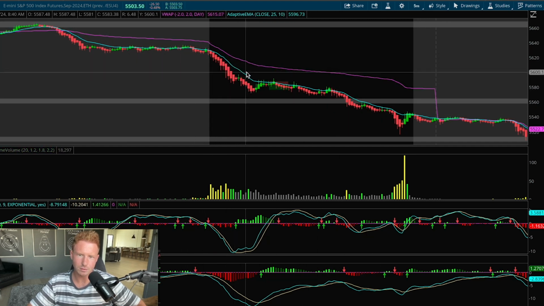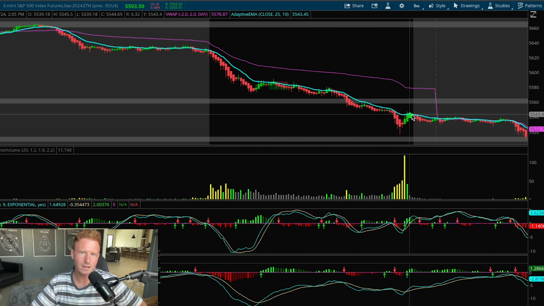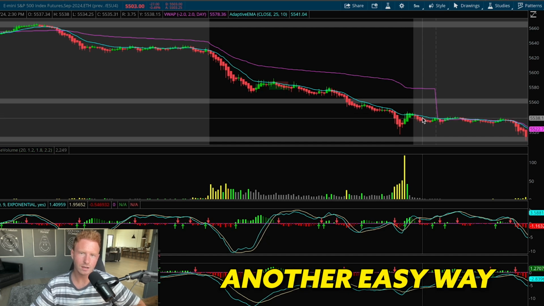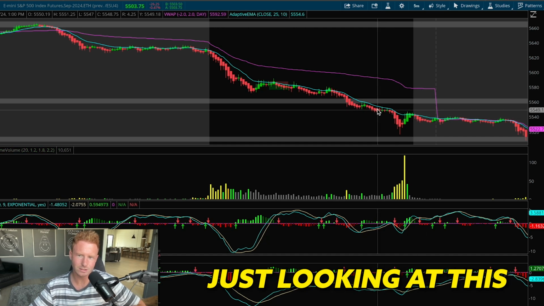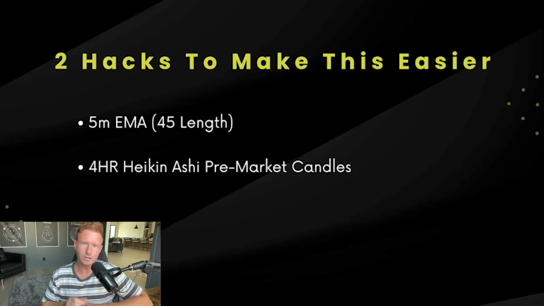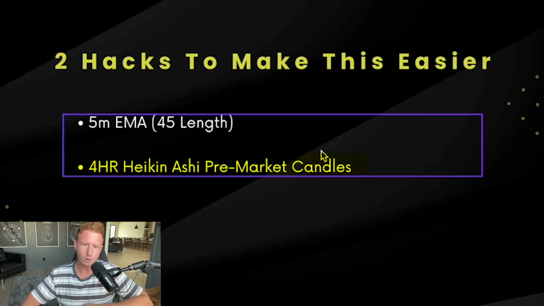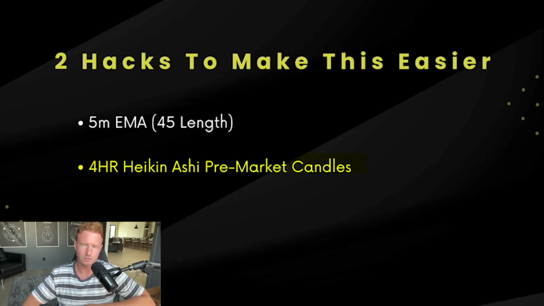Obviously this EMA was pretty much pointing down the entire day. So again, another easy way to read the market structure is just looking at this light blue line. Now, another hack I like to use, mainly for determining whether you want to trade around the open, is looking at the 4-hour Heikin Ashi pre-market candles, okay? This is actually huge, and you'll see this.